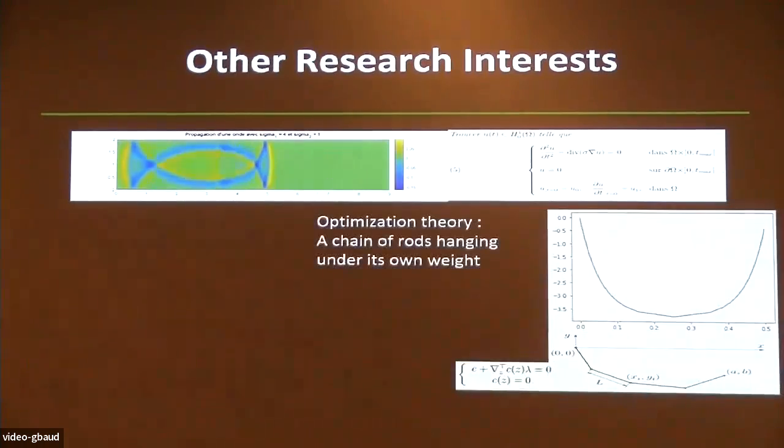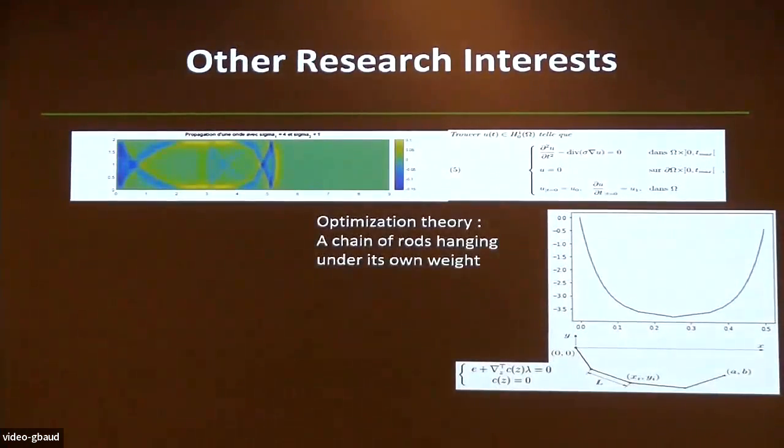Another example can be about optimization theory. It's simple to imagine: you have a chain of rods hanging under its own weight, and you want to find the shape it's supposed to take because of gravity. For that, you have to minimize its potential energy by solving this couple of equations.